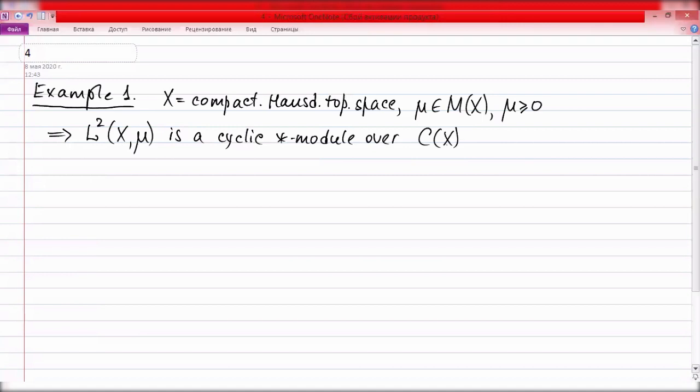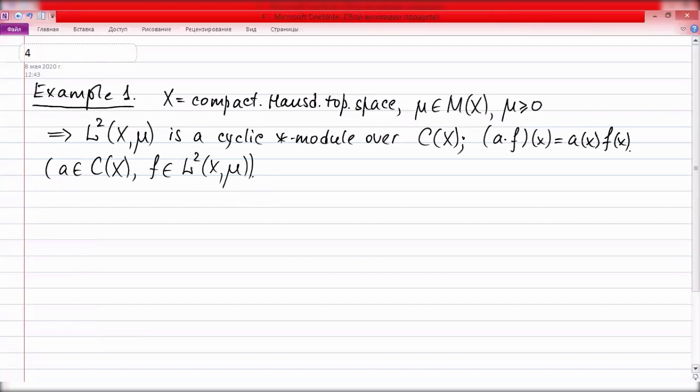With respect to the usual pointwise action, the action is pointwise. Here A is an element in our algebra C of X, and F is an element in our module L2 of X mu. Well, it's more or less immediate that it is a star module. Now, why is it cyclic? I claim that the function which is identically 1 is a cyclic vector.